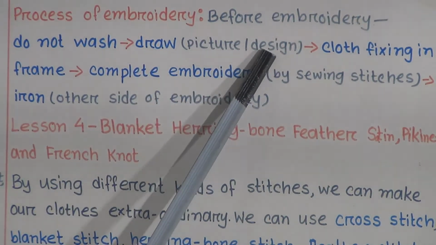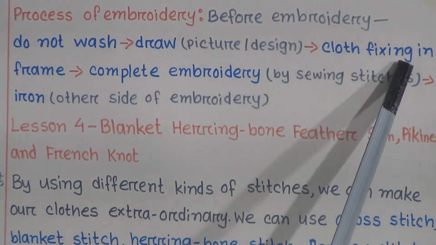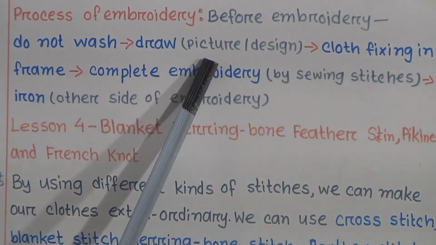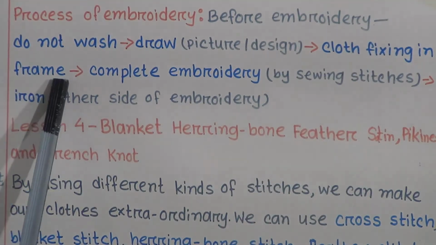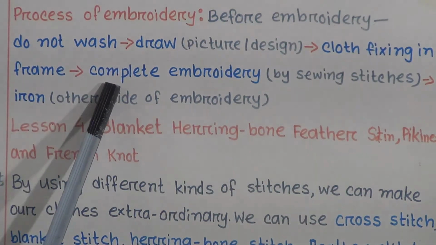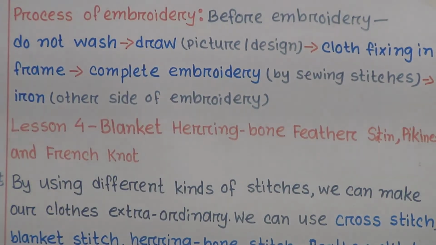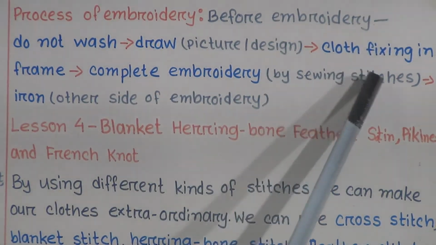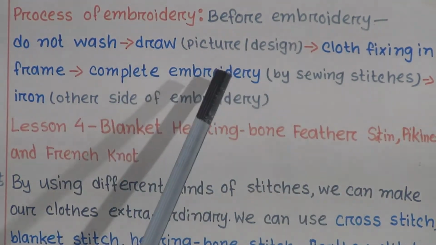And after that we have to fix the cloth in a frame. I'm repeating, after drawing a picture or design, we have to fix the cloth in a frame. And after that, we have to complete the embroidery. When we fix our cloth in a frame, we can make embroidery on the frame by using sewing or stitches. So in this way we can complete our embroidery.